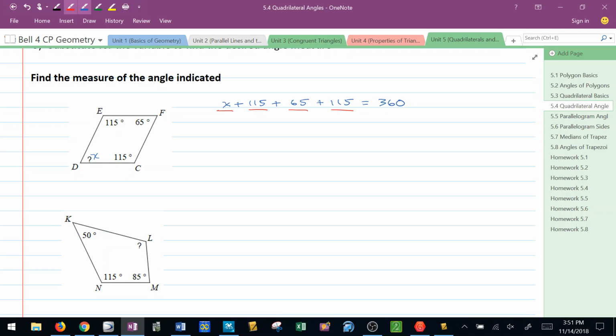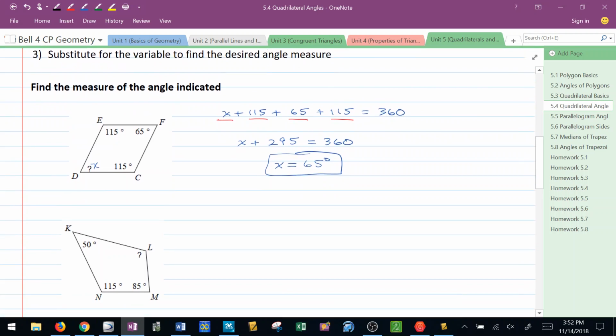Now I'm going to solve this equation. I have x plus, let's see, that would be 295, I believe. Let me double check my arithmetic here. Yep, is equal to 360. All I did was combine like terms, and then I solve for x by subtracting. I get x is equal to 65 degrees.